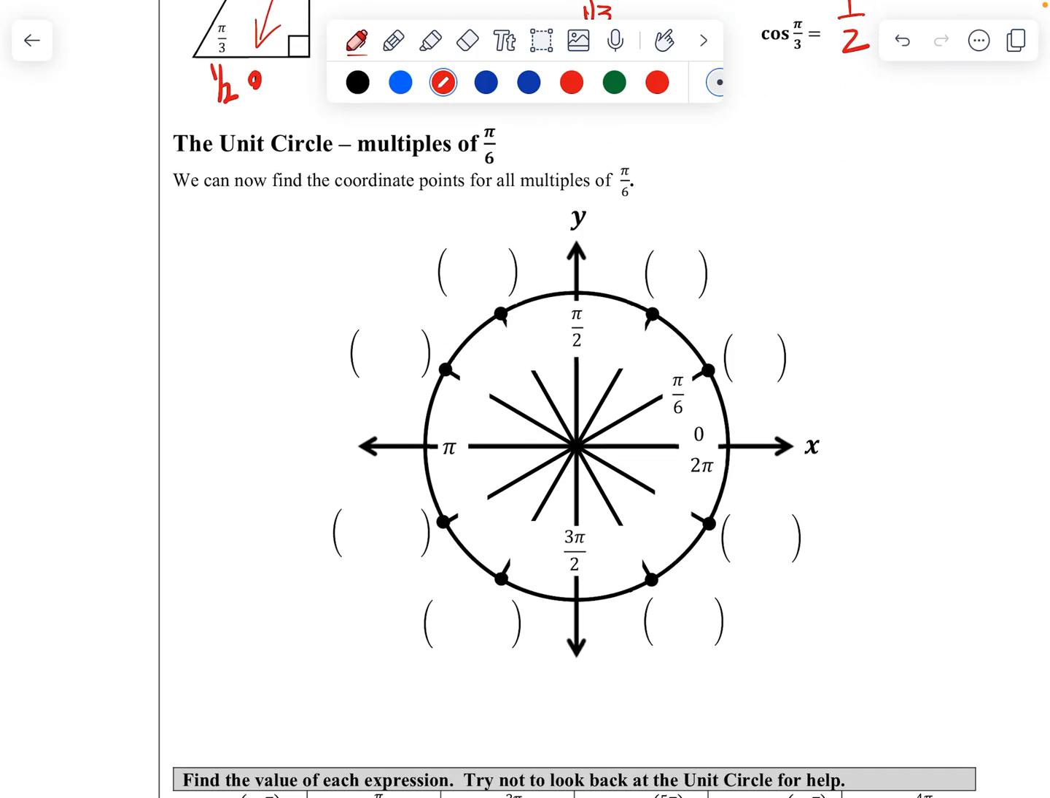Now again, find all the multiples of 60. So 1 pi over 6, 2 pi over 6, which is pi over 3, 3 pi over 6, so this is pi over 2, 4 pi over 6, so 2 pi over 3, 5 pi over 6, 6 pi over 6, 7 pi over 6, 8 pi over 6, which is 4 pi over 3, 9 pi over 6, 10 pi over 6, 5 pi over 3, and 11 pi over 6.